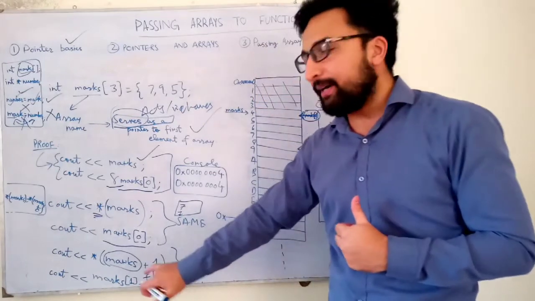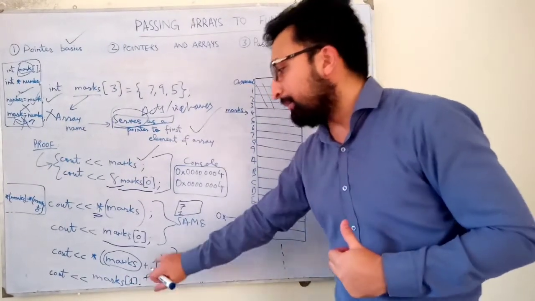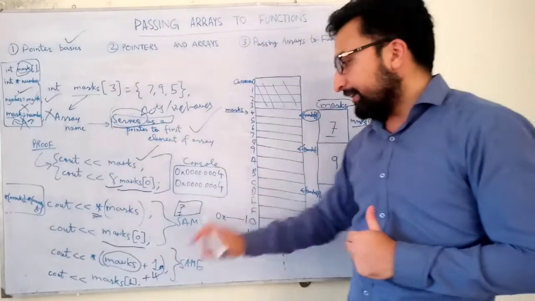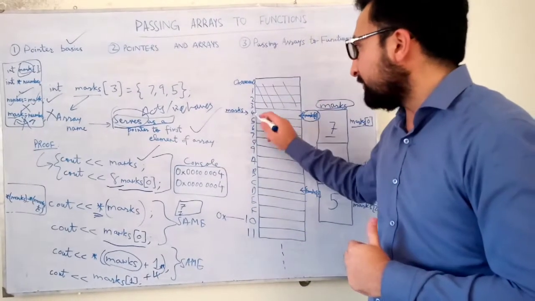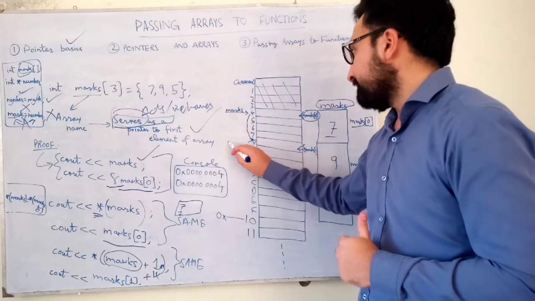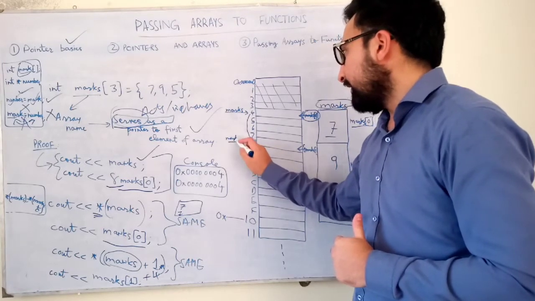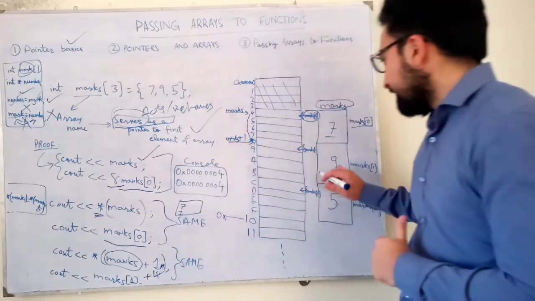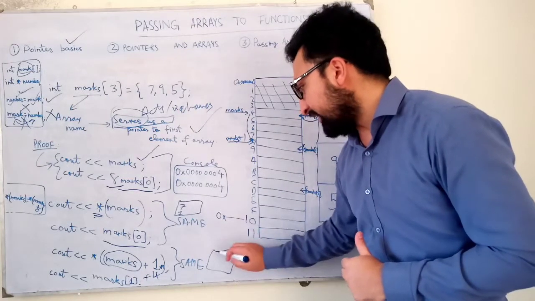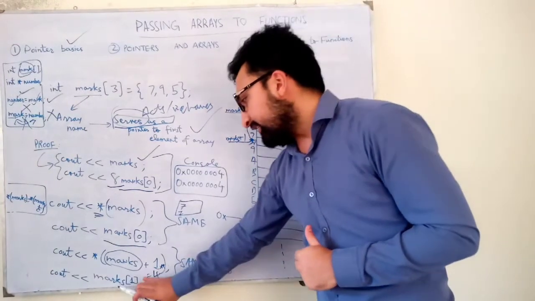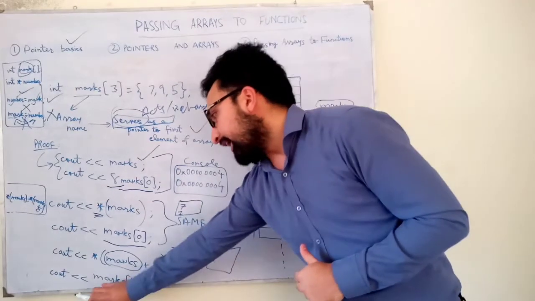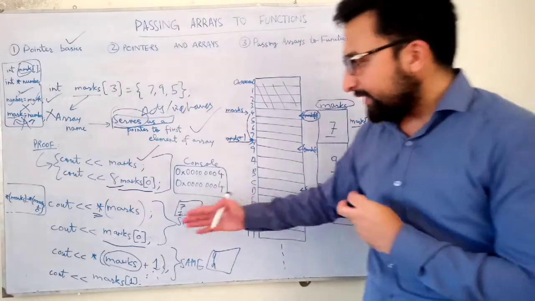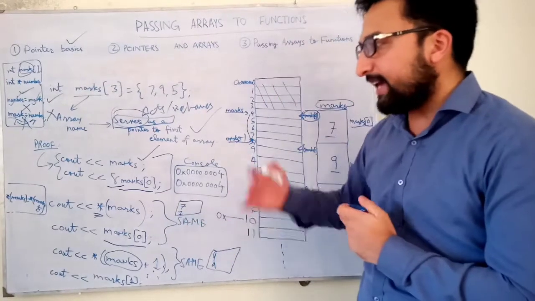So when we added 1 to that particular address, it technically added 4 to that address by multiplying that 1 with 4 at the back end, because it was an integer array. So 4 gets added to that address, and it brings us to this particular place. Marks plus 1 is basically this particular place. If we dereference it now, we will be dereferencing 9 here. Similarly, in the exact same fashion, when we write marks of 1, it gives us 9 on the screen. So you can see that there are similarities between pointers and arrays.